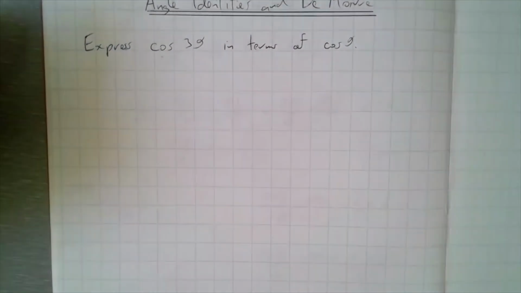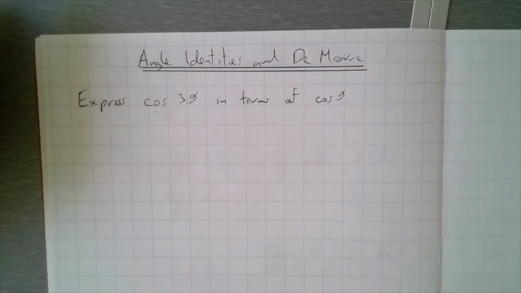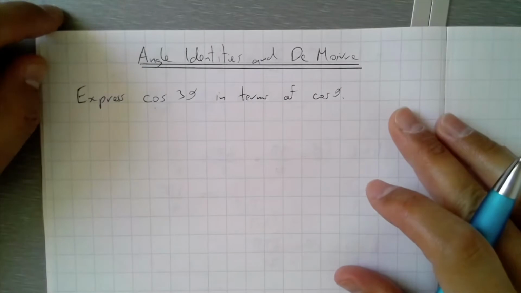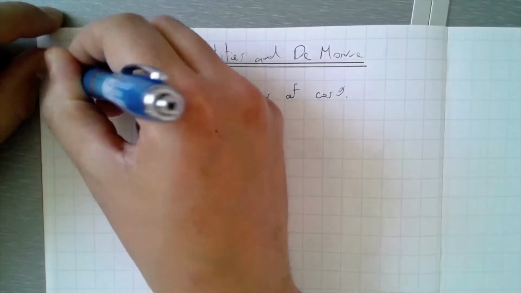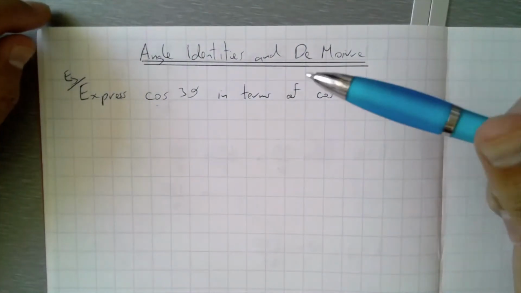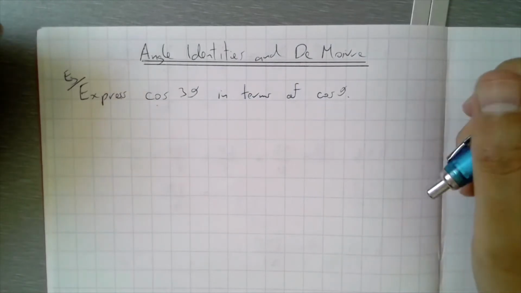So what we're going to have a look at today is angle identities and de Moivre's theorem. Essentially this is an application of de Moivre's theorem to help out with some issues. So we're going to just do two examples today. And before I do the second, I do need to just show you something. The first example is going to be express cos 3 theta in terms of cos theta.